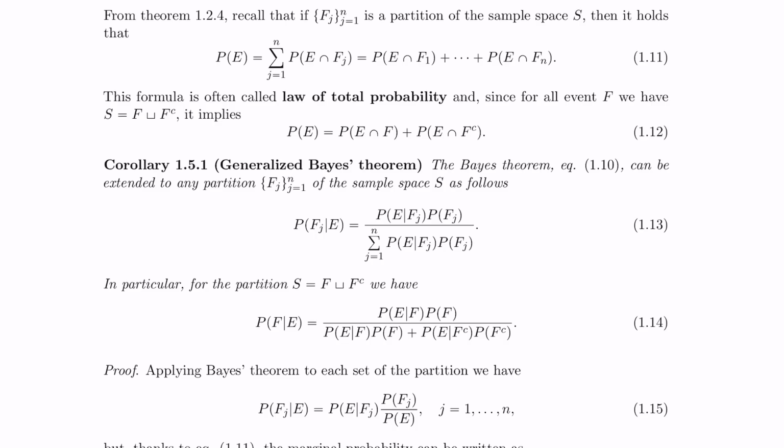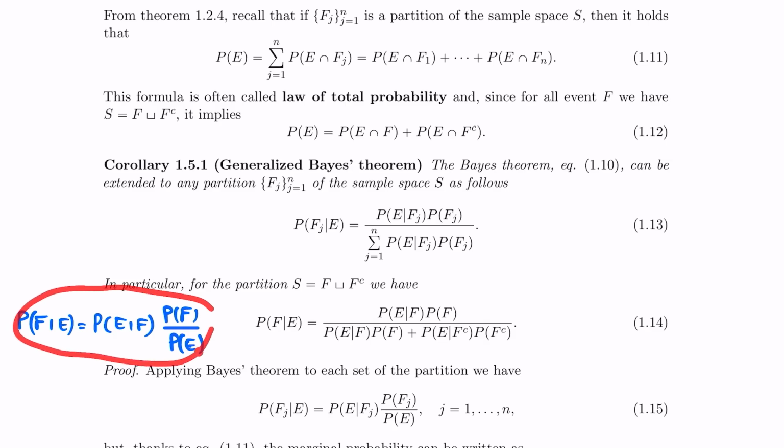If this expression seems complicated to you, let's consider the easiest possible partition, this one. Then we have that the generalization of Bayes' theorem is given by this formula here. If we compare it with the original version of Bayes' theorem, we see that the whole difference is in the denominator. Let's now examine the proof in order to understand why the denominator in Bayes' formula can take these expressions.